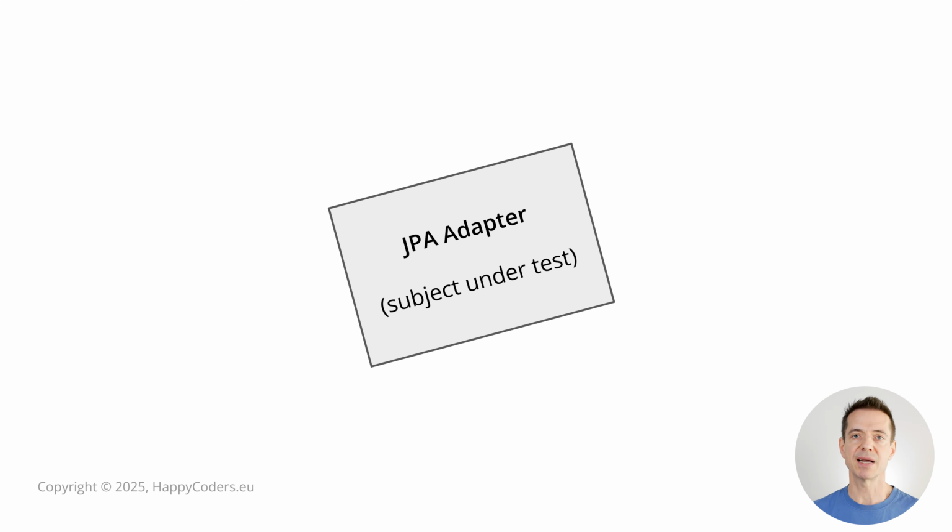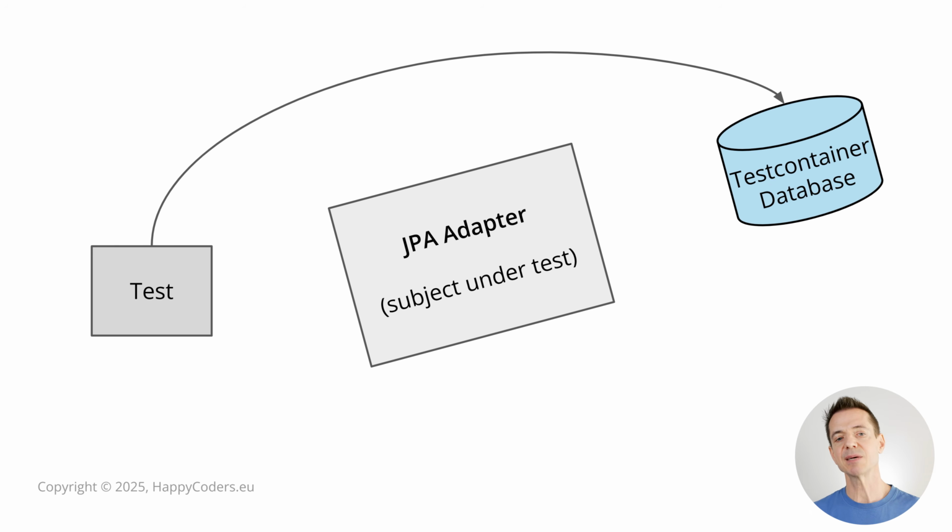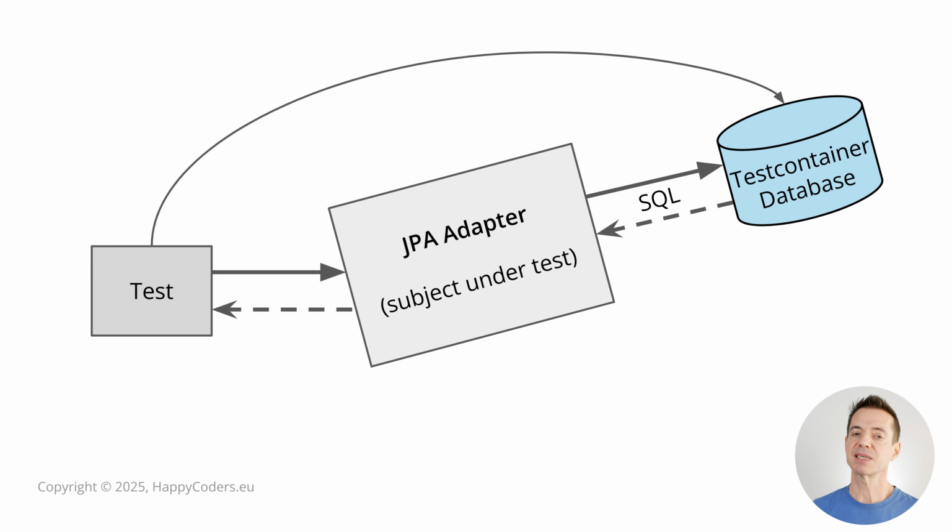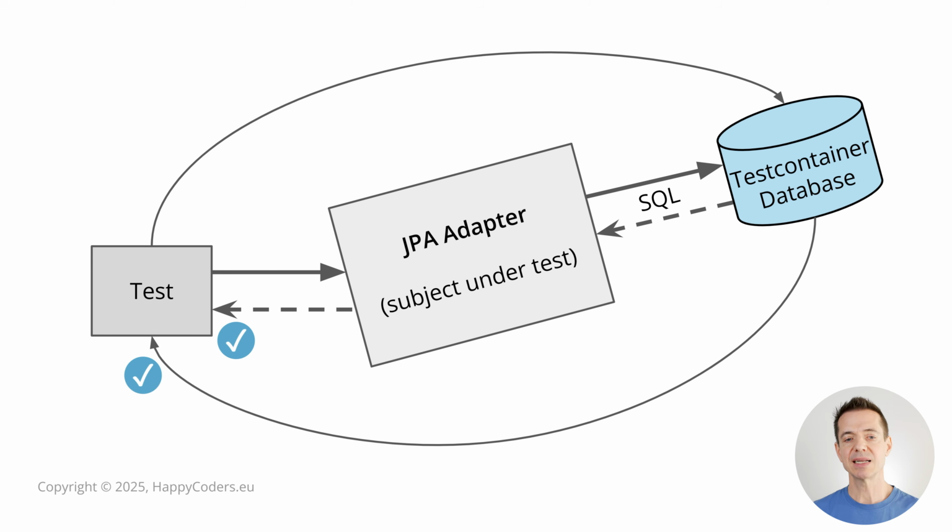Here is the JPA adapter. Here we can, from our test, start a database using Testcontainers and populate it with test data. Then the test calls the adapter and the adapter sends an SQL query to the database. The database sends its response to the JPA adapter and the adapter sends a response to the test. In the test we can again verify the response and the expected changes in the database.